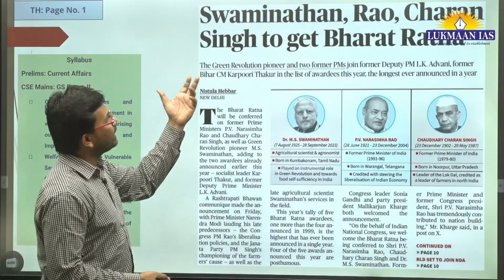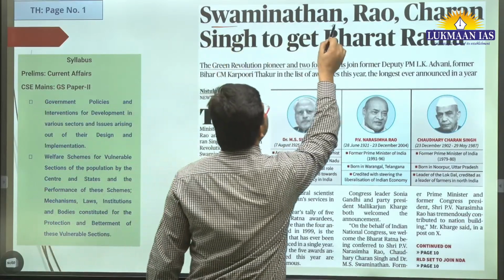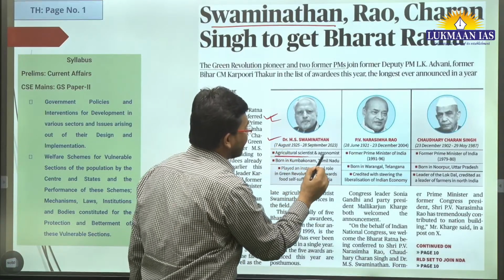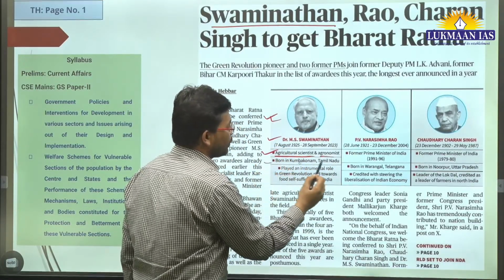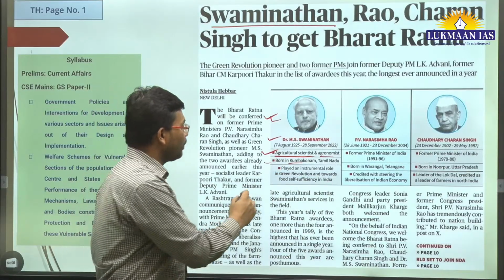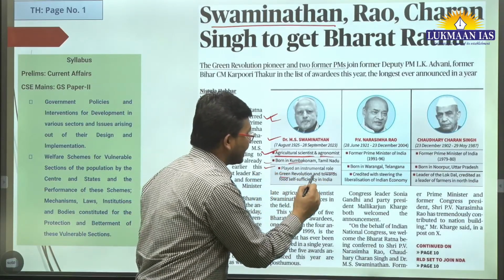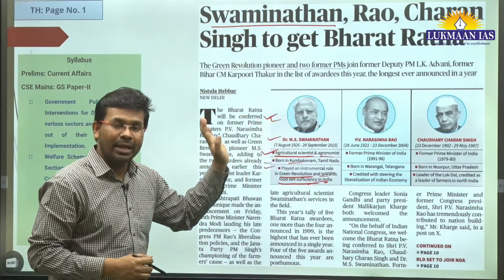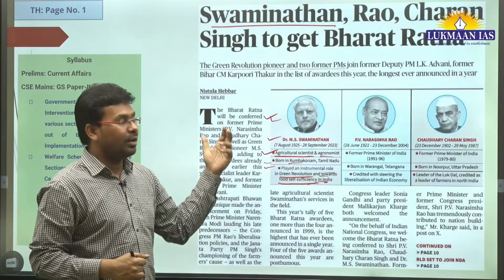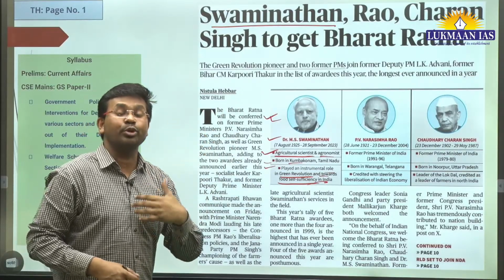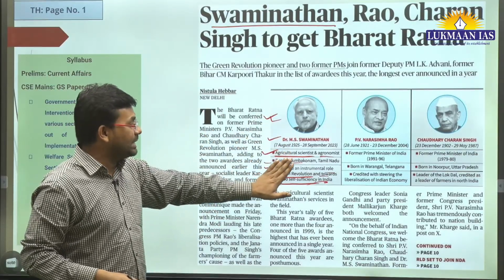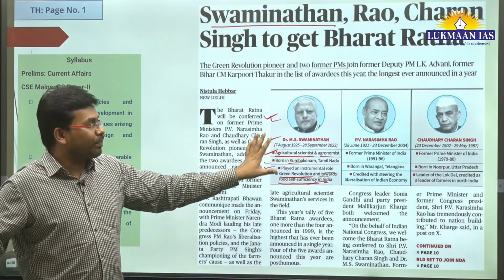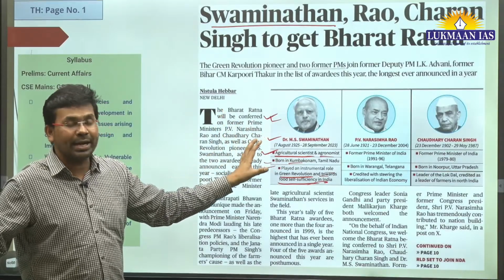And at last, we have another topic. It says Swaminathan, Rao, Charan Singh. Swaminathan means MS Swaminathan. This person is Dr. MS Swaminathan, an agricultural scientist and agronomist. He was born in Kumbakonam, Tamil Nadu, and he played an instrumental role in the Green Revolution and towards food self-sufficiency in India. He has been nominated as a candidate for Bharat Ratna. This is being awarded posthumously, meaning he passed away on 28 September 2023.